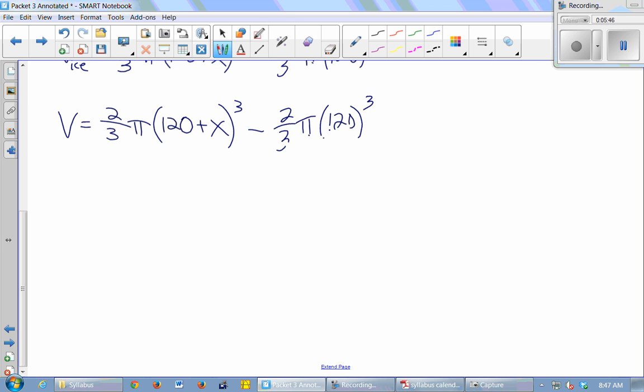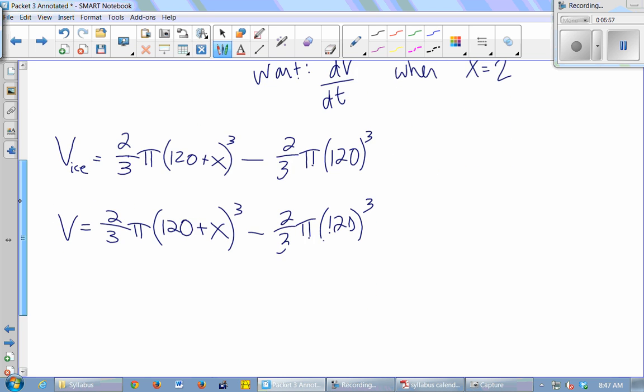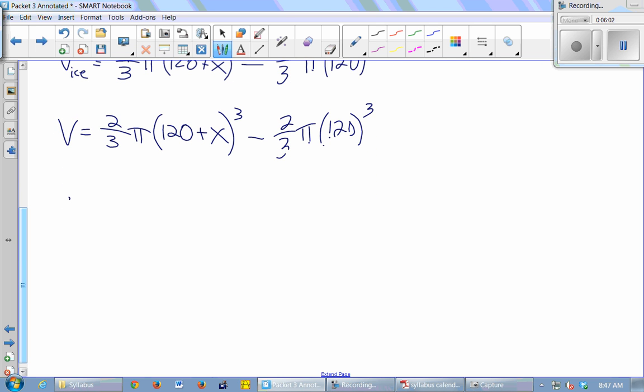Okay, so now I introduce d/dt to both sides because I have an equation that relates x and V, but the thing that I know and the thing that I want are dx/dt and dV/dt. They're rates of change, and this equation has no rates of change in it. So to introduce some rates of change, we take the time derivative of both sides.